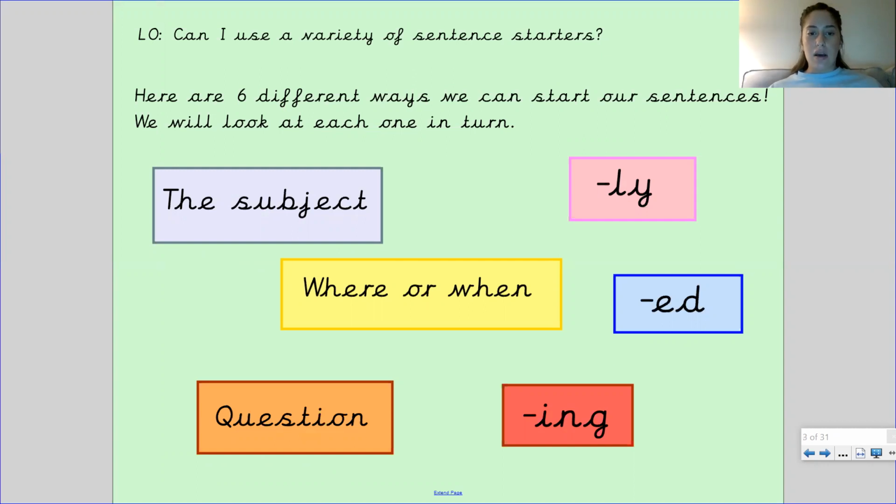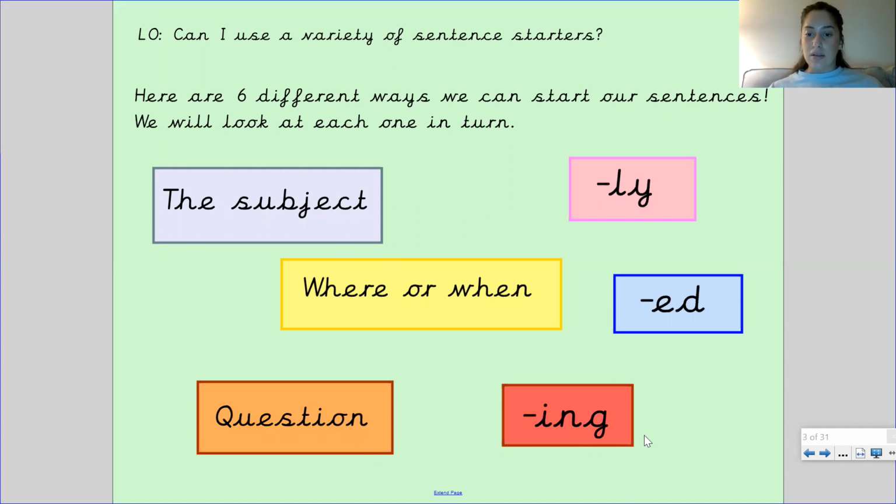We can start the sentence with the subject followed by the verb, and we will look more closely at each of these methods. You can start your sentence with information that tells us where something is happening or when something is happening. You could also start a sentence with a question.